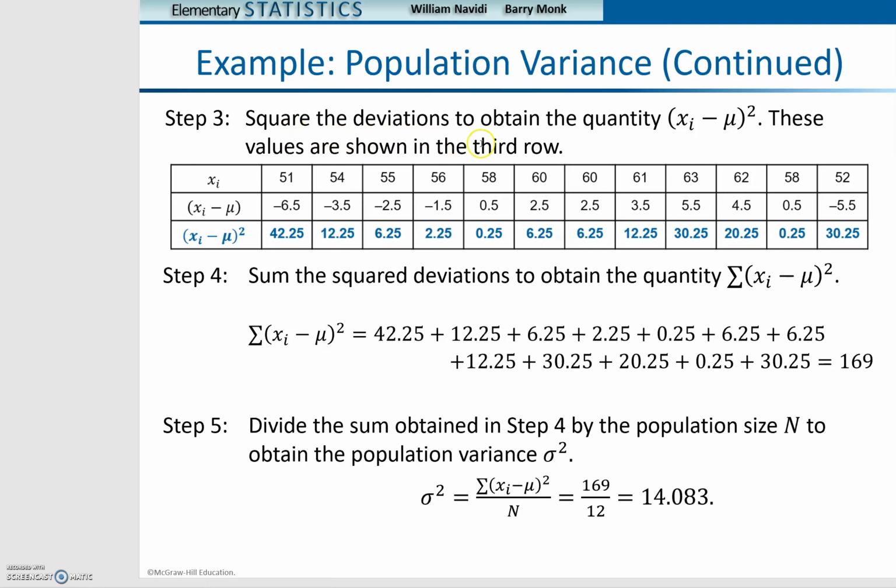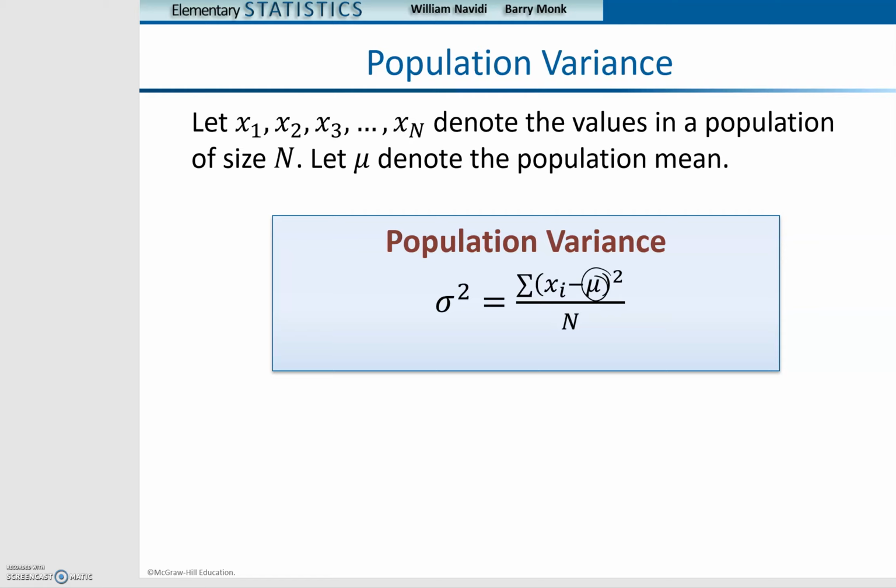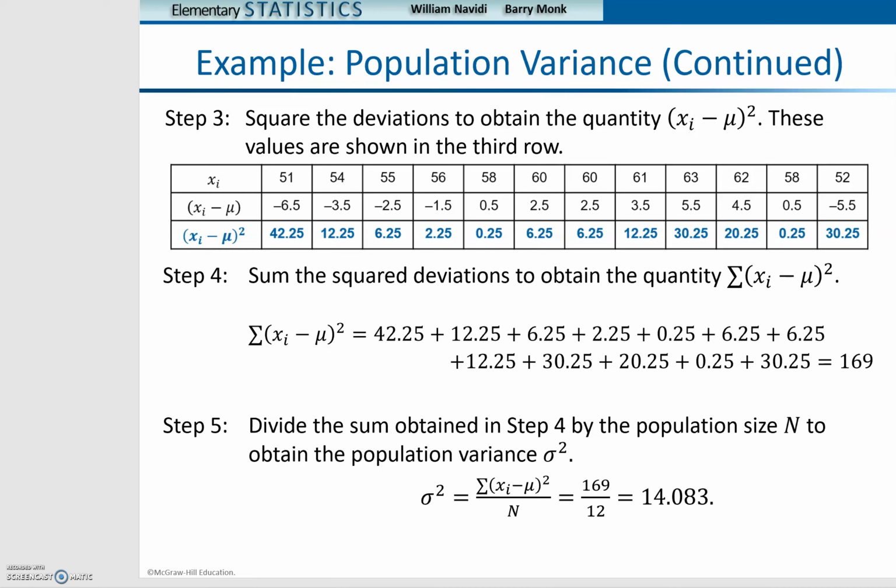Step 3, square the deviations to obtain (x minus mu) squared. If I look back at the original formula, which is here, what I did in the last step was take xi and subtract the mean. Now I'm going to take that number that I just subtracted, but I'm going to square it. That's what the next part says, square it. So right here, this negative 6.5, negative 3.5, these are the numbers that I subtracted. Now I'm just going to square.